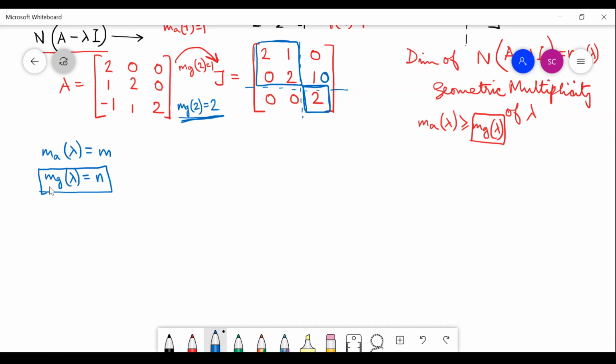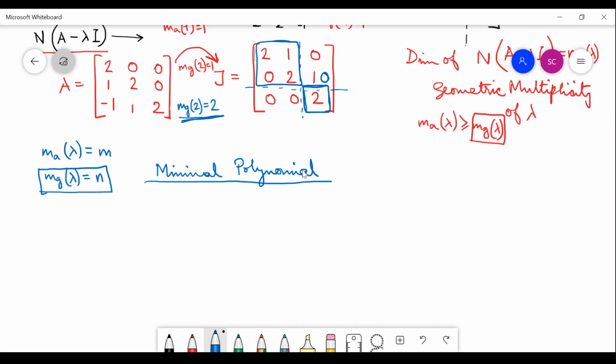So to get an idea of the size of the Jordan blocks, we have to come to another concept, which is the concept of minimal polynomial. I will describe the concept of minimal polynomial in this lecture, and not talk about how it relates to the size of the Jordan block. That will be taken up in the next lecture.